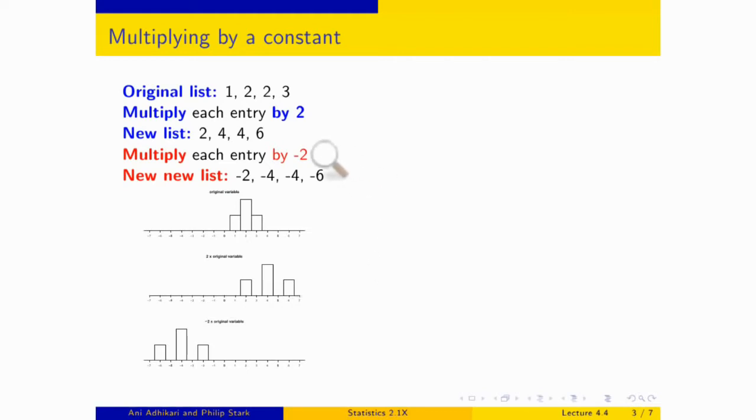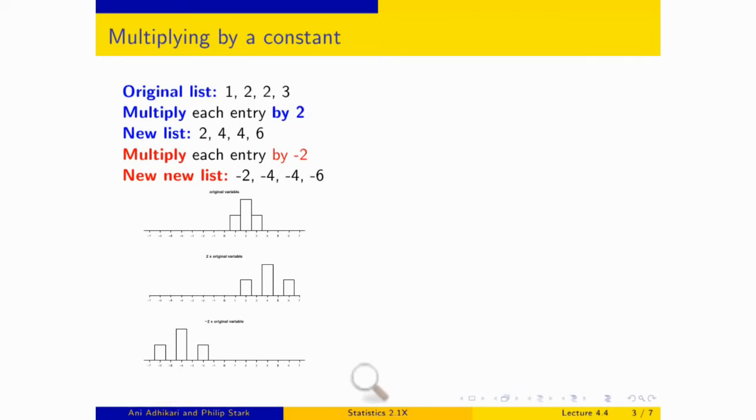When you multiply by minus 2, you're actually doing 2 multiplications. First you are multiplying by 2 to get to here, and then you're multiplying by minus 1 to get to here, and this last move is a flip about the vertical axis. This bar at 2 became the bar at -2, this bar at 4 became the bar at -4, and this bar at 6 became the bar at -6.